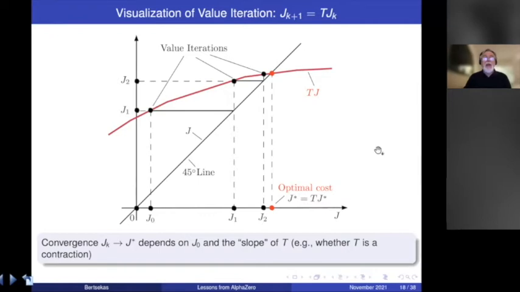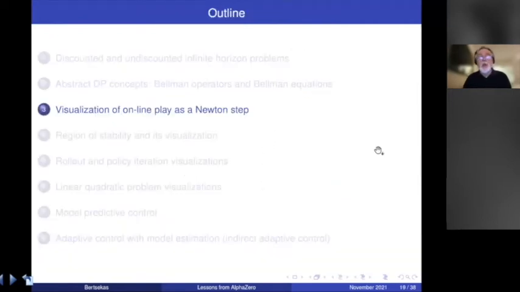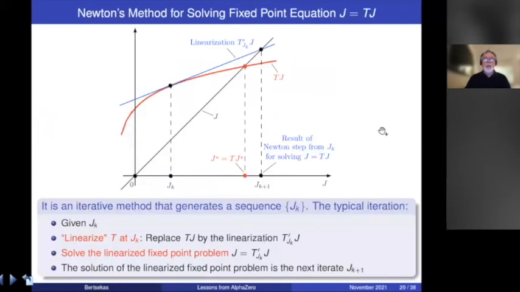And now let me go into Newton's method and its connection with online play and one-step look ahead. Okay, so let's look at the familiar Newton's method for solving a fixed point problem, finding a fixed point of the operator T. This is a generic operator here, and I'm showing it in red, concave and monotone as it is in dynamic programming. And Newton's method is an iterative method. It generates a sequence of iterates, Jk. You start at J0, generate J1, J2, and so on.